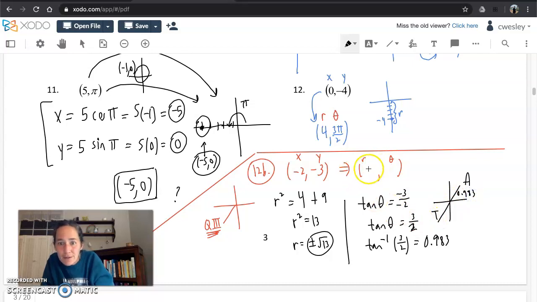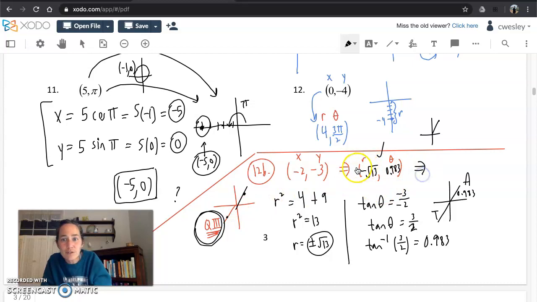If I put square root of 13 and 0.983, I will not get credit. And do you know why? This lands me in quadrant 1 where I don't want to be. I want to be in quadrant 3. So there is one quick thing you could do to this answer and have it be correct. I could put a negative sign in front of that r, and this would be okay, because you'd be over in quadrant 1 at 0.983, square root of 13 units out, and it would flip-flop you down to where you need to be. This would work.